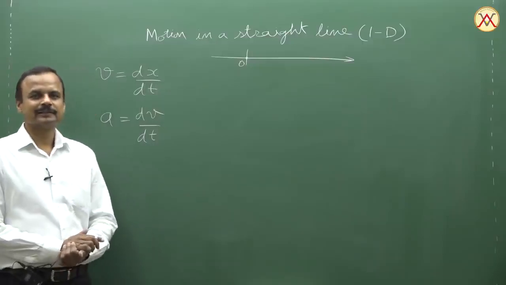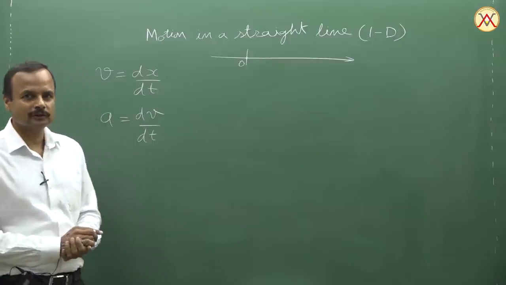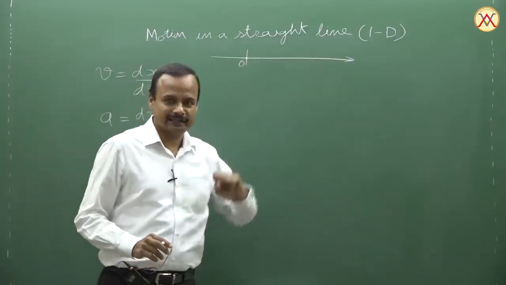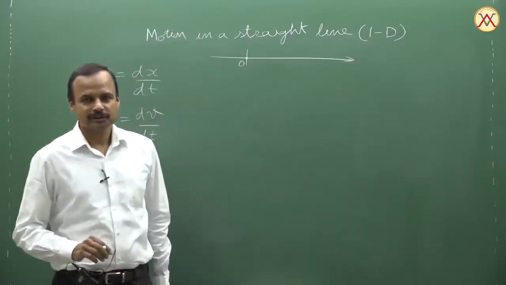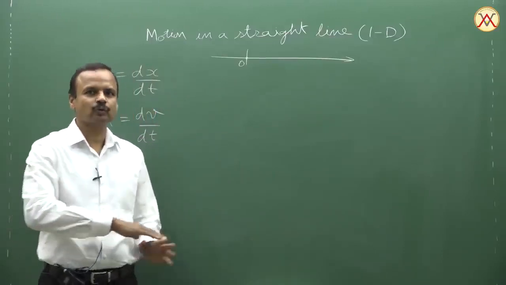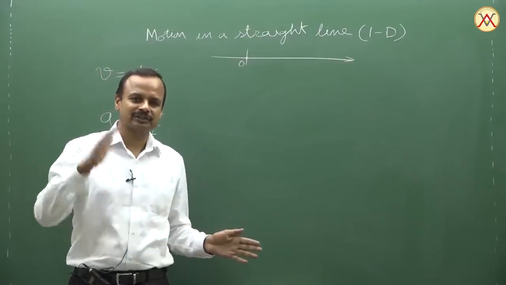Hello students, let us take a simple case of motion in a straight line, which is also called one-dimensional motion. Motion along a straight line is called one-dimensional motion. If you have motion in a plane, it is two-dimensional, where both x and y directions are there.